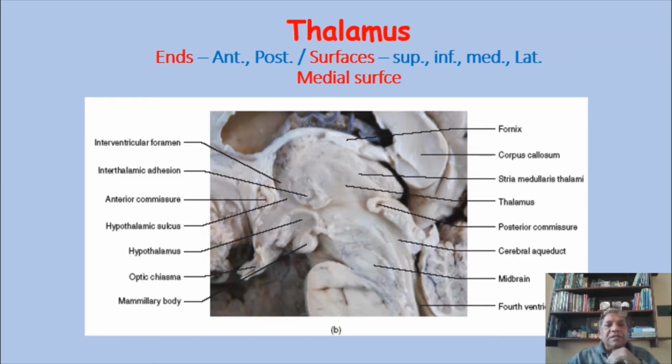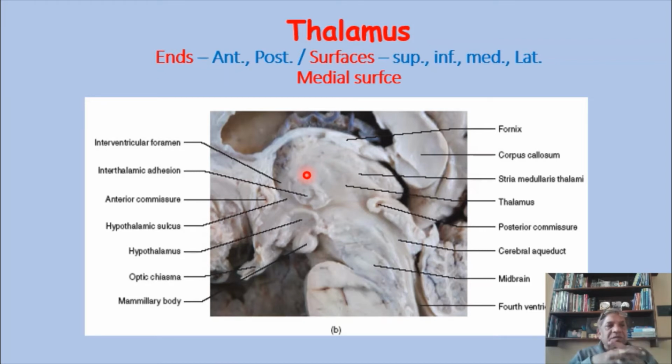Now, the right and left parts of the thalamus are connected with each other anteroinferiorly, and this part is called the interthalamic adhesion, which I am showing here. So on the medial surface of the thalamus, between the anterior and posterior ends, this is the only surface that can be visualized in the mid-sagittal section.